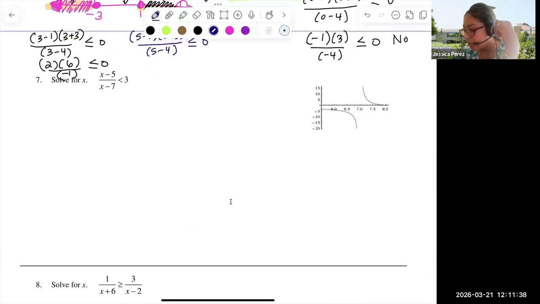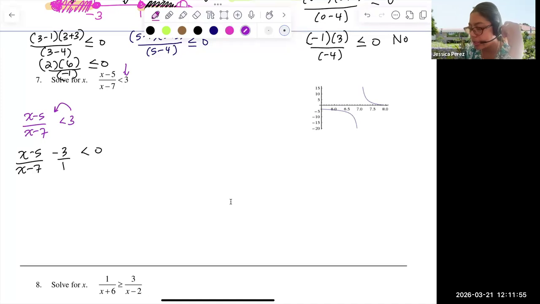In question 7, the first thing you look at is that there's a 3. So it looks like x minus 5 over x minus 7 less than 3. I have to bring the 3 over by subtracting the 3. x minus 5 over x minus 7 minus 3 over 1 is less than 0.